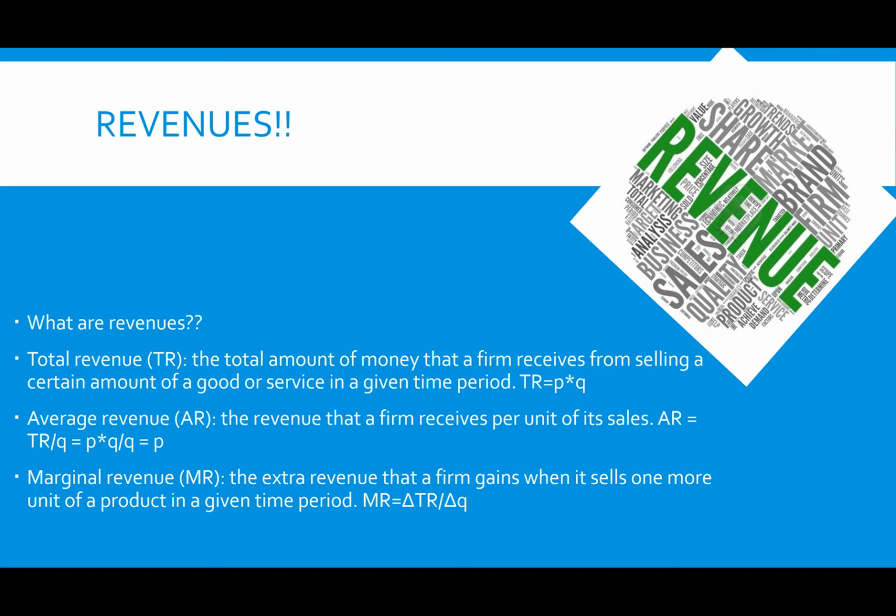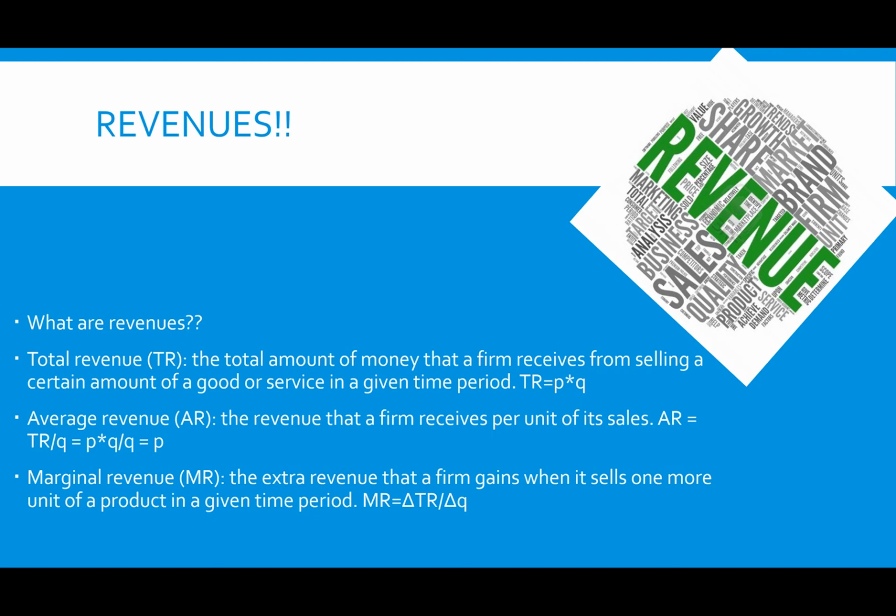Next one, average revenue. AR is the total revenue that a firm receives per unit of its sales. Because it is per unit, AR can be calculated by TR divided by Q, where Q is quantity. Because TR is P times Q, AR is P times Q divided by Q, which cancels out and it becomes P, price. So average revenue is actually the price.